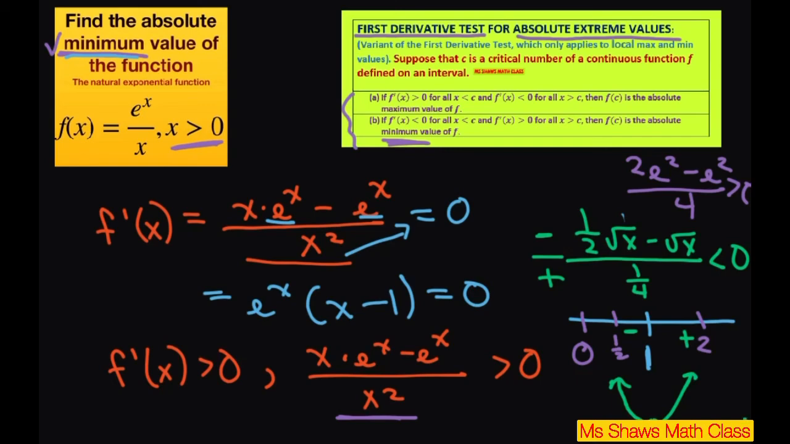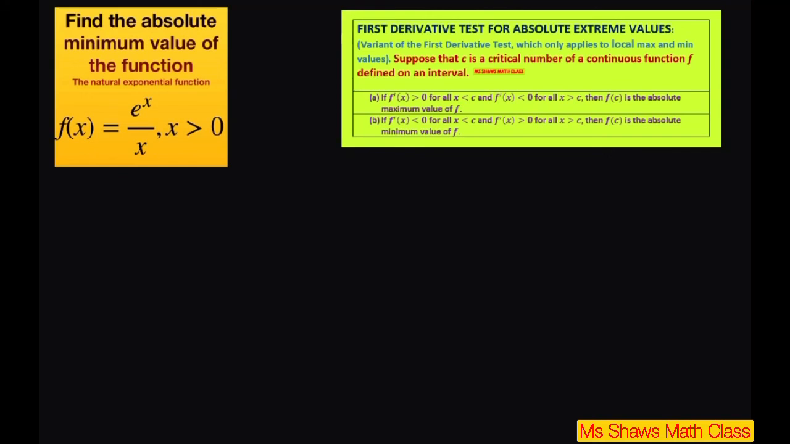So we have a minimum value at f of 1, which equals e, and this is at x equals 1.